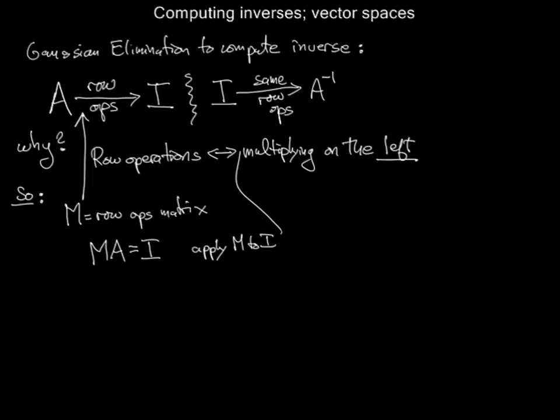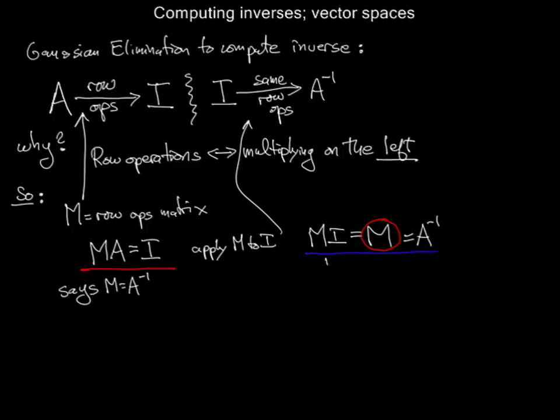Well, let's apply M to the identity. And, well, obviously M times the identity is M. Well, this first equation tells you that M, of course, is A inverse. And the second equation says that when you apply M to the identity, you get M, which is to say A inverse. And that's how it works. It's quite simple. So let's look at a quick example of this.